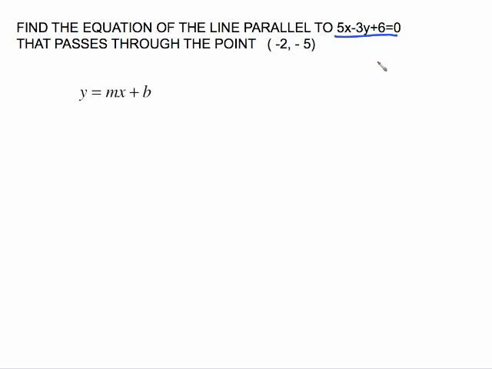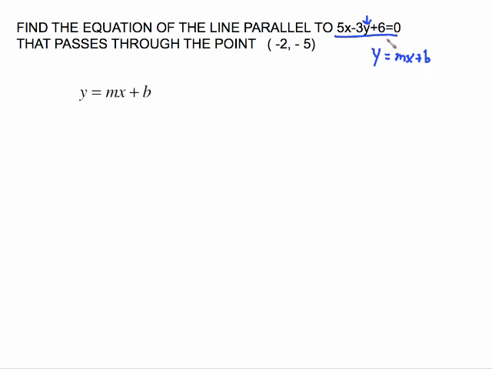Find the equation of the line parallel to this equation. This is a smidge different than the last couple ones we did because the other two, the slope was obvious. With this, we're going to have to do a little bit of work to get the slope. To get the slope, I have to have this in y equals mx plus b form. So in other words, I need to solve for that y.